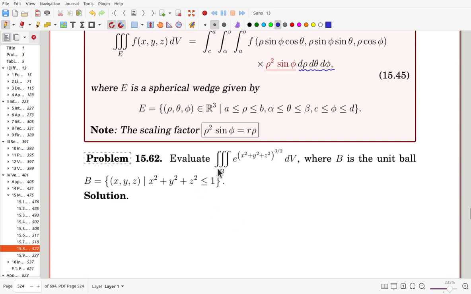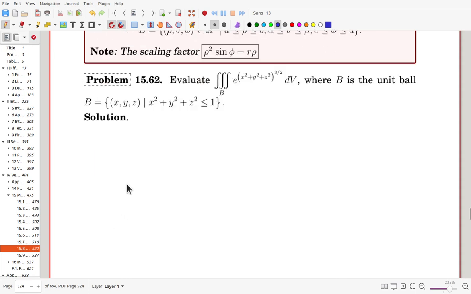Evaluate the triple integral over B of that function, and B is the unit ball. Okay, once we are considering the unit ball, then if we try to visualize it, there's the xyz coordinates, and then the unit ball, whose radius 1 is given in this way.